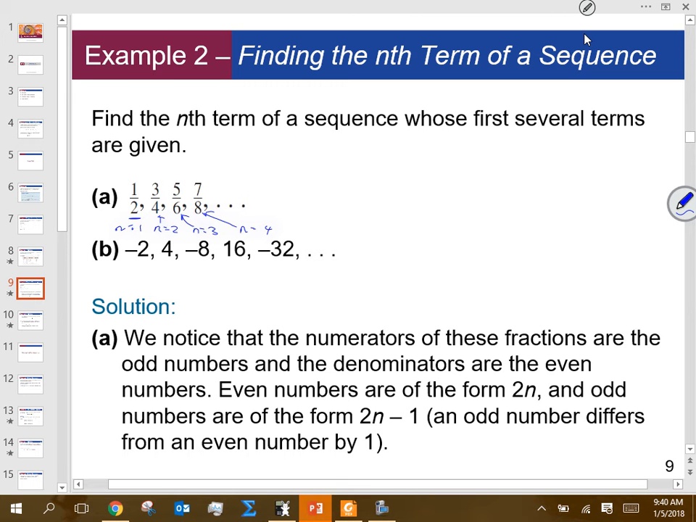Multiply by 2. Take this n, multiply by 2, you get that? Take this n of 2, you multiply by 2, you get 4? 3 times 2 gives you 6. 4 times 2 gives you 8, right? So you're seeing that your denominator is probably 2 times n.